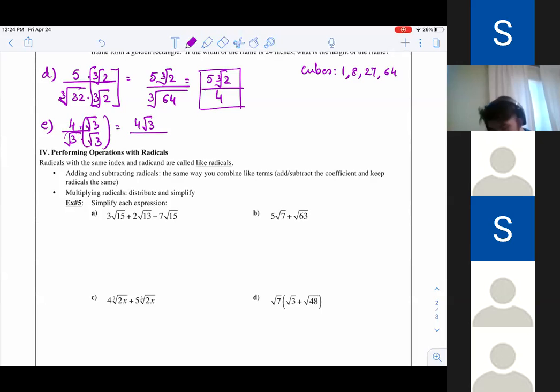But square root of 3 times square root of 3 is square root of 9. What is square root of 9? 3. So that is how you get rid of the square root. Because in the denominator, we get square root of 3 squared, and that's nothing but just 3.